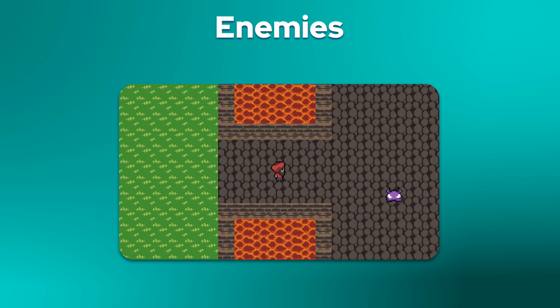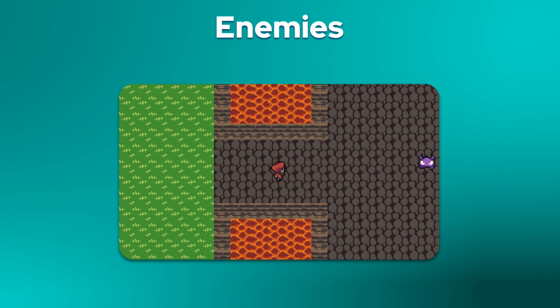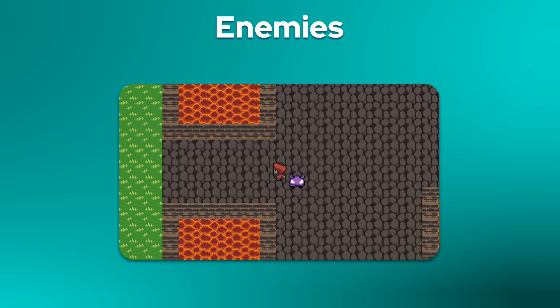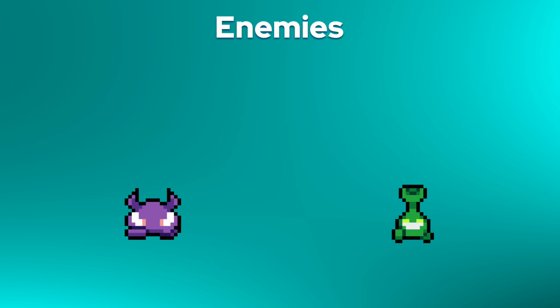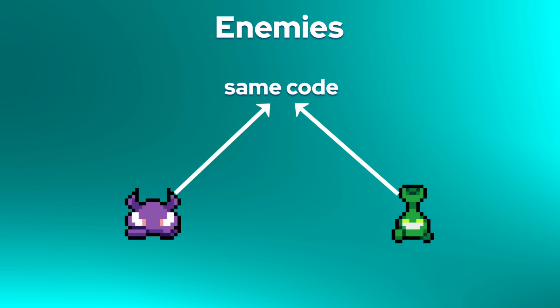Now we are in the second half of the video and we're gonna add enemies to our game. They're gonna move around randomly in a rectangle surrounding where they were created, and they're gonna follow the player when it's near. Our game's gonna have 2 types of enemies, so we want a way to give both of them the same code from the same place. We're gonna do that through parenting.